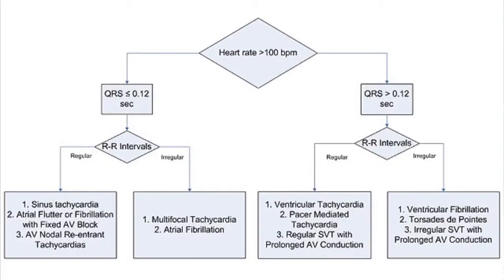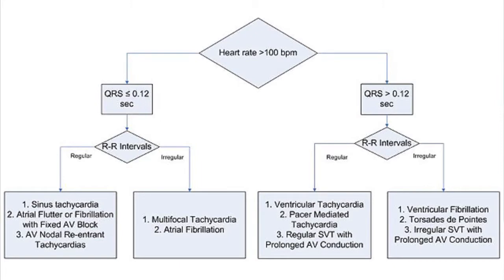This chart is a flow diagram which helps us to categorize and classify the various types of tachyarrhythmias that may be encountered. Tachycardia is usually defined as a heart rate greater than 100 beats per minute. Depending on the QRS complex, it may be either narrow or wide. This will help us in terms of deciding and approaching the various arrhythmias that we may encounter. For the specific purposes of this talk, we'll be focusing mainly on the narrow complex tachycardias.